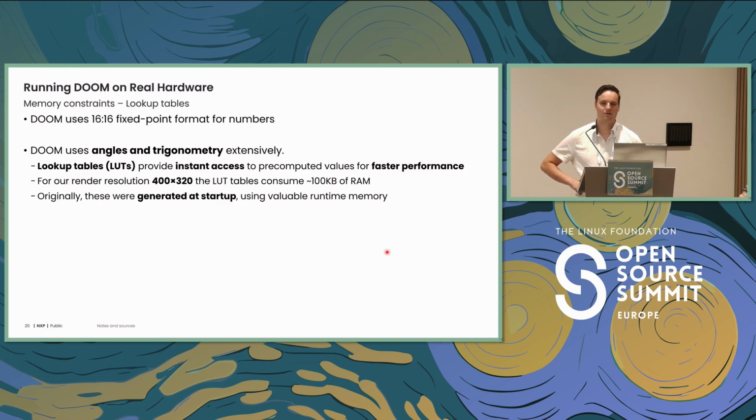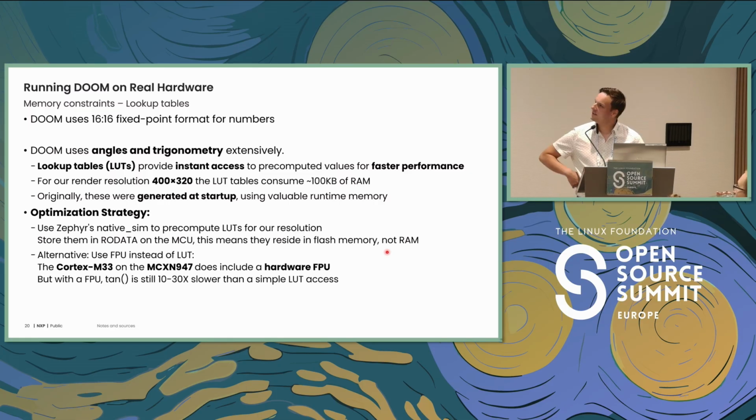Then there are also these lookup tables. The Doom engine uses fixed point calculations. Back in the day, the Intels didn't have a floating point unit, so it uses all these LUTs, and on startup it was calculating those. For my resolution, I needed 100 kilobytes of RAM just to have all these lookup tables there. Which is unfortunate because I don't have that memory. So there are different ways to handle that.